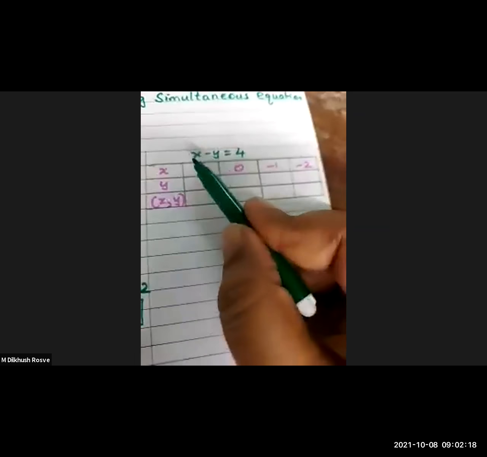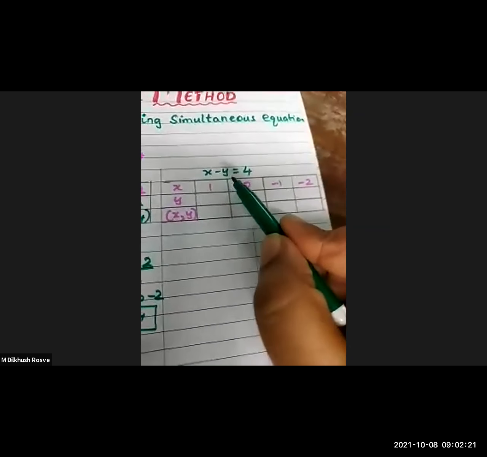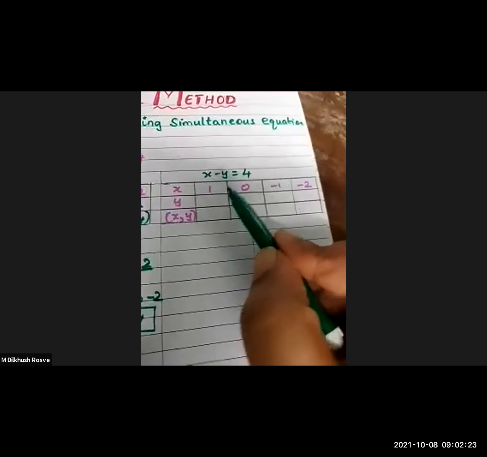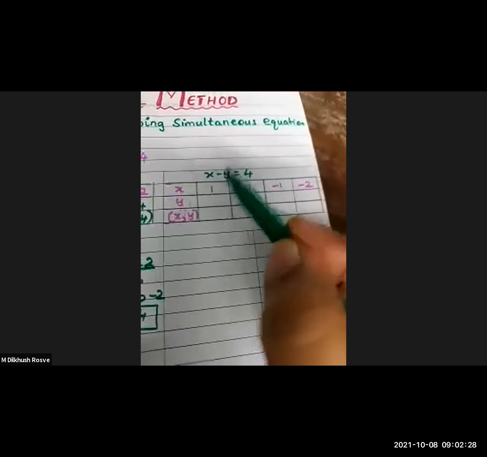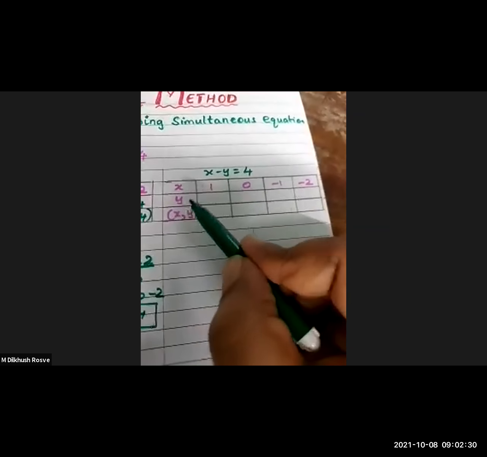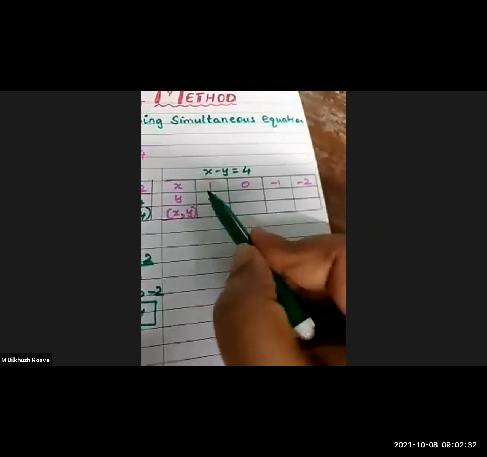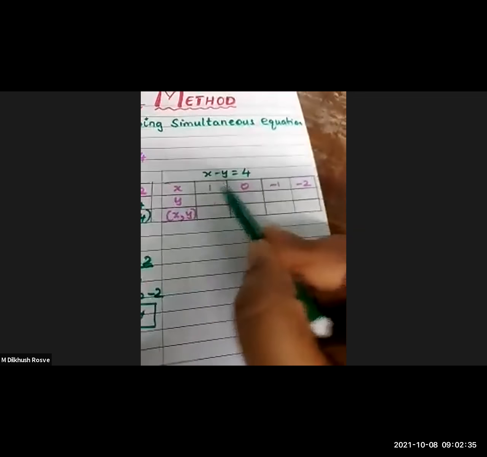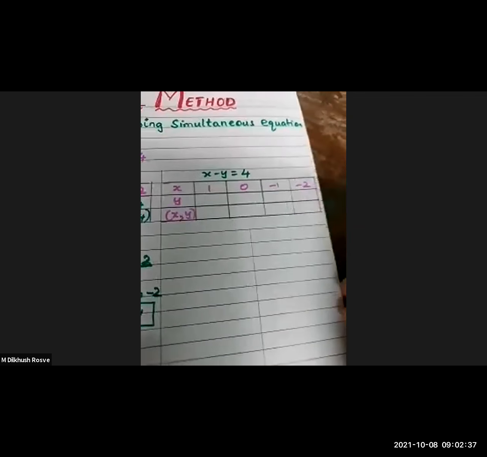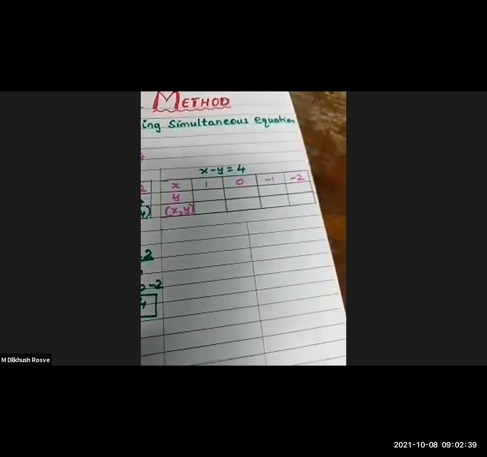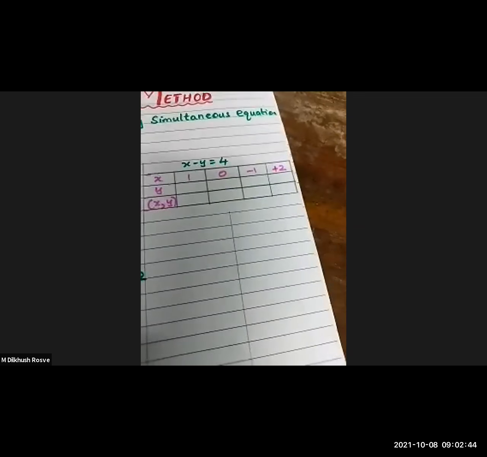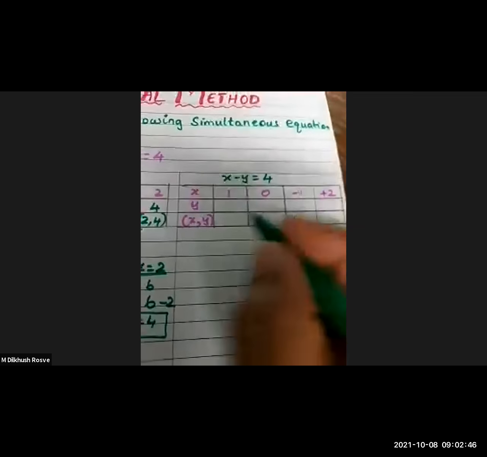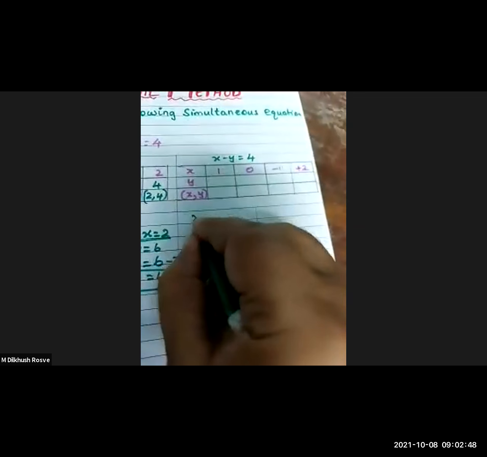Okay. So here also x value is not given, y value is not given. What we have to do? We have to let the values of any one of the variables. Is it clear, children? So now here also I let for x variable 1, 0, minus 1 and plus 2. If you write minus 2 also no problem, but I will take plus 2 only. Now you see, let me write this equation here, x minus y equal to 4.